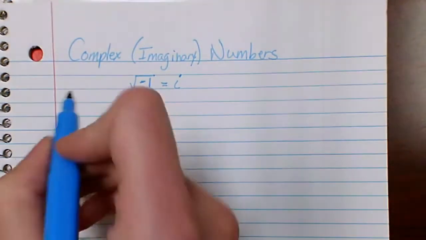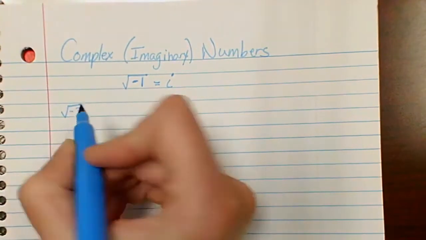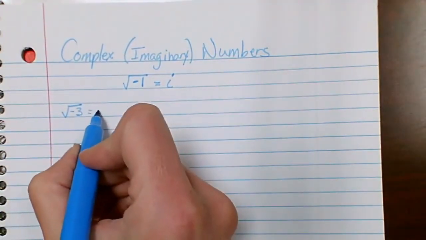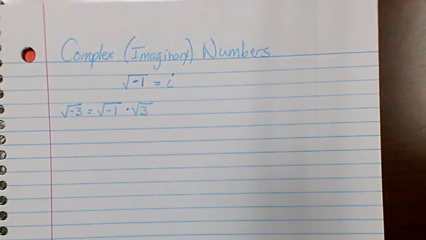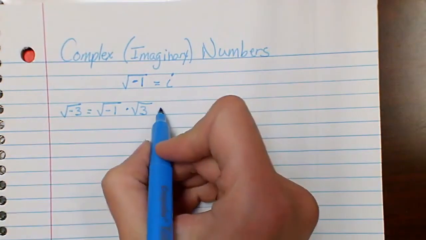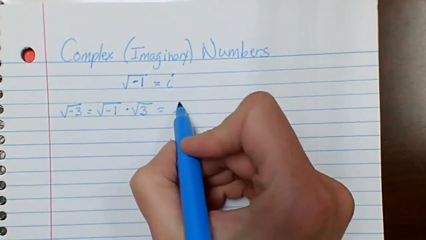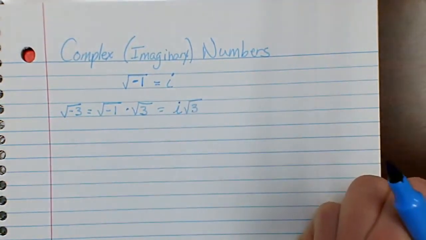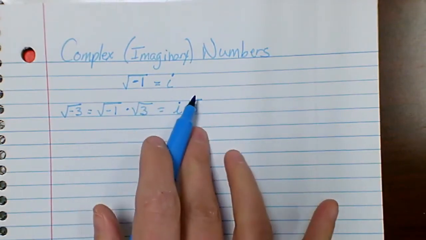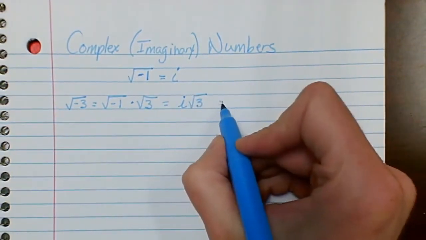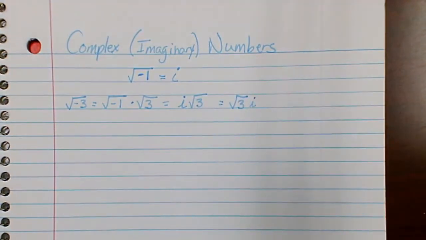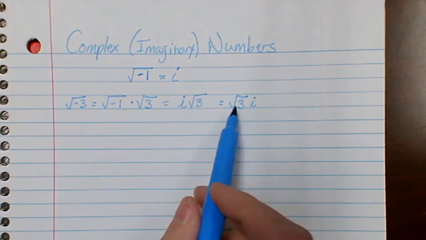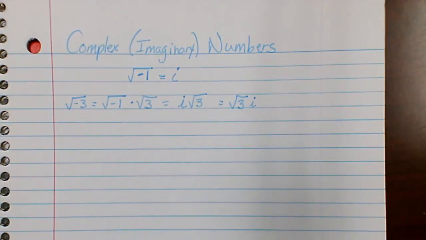So for instance, if we have square root of negative 3, we can split this up into two factors: square root of negative 1 times square root of 3. Square root of negative 1 is i, and we'll have square root 3. This is my preferred way of writing this. I have also seen it written as square root 3i, and I don't typically like to place anything behind the square root if I don't need to.